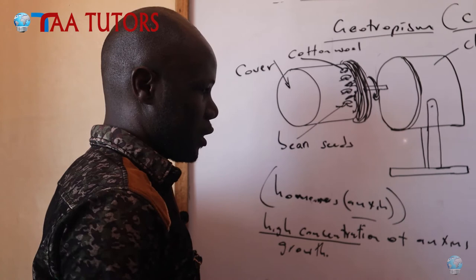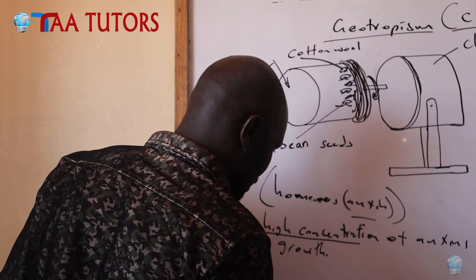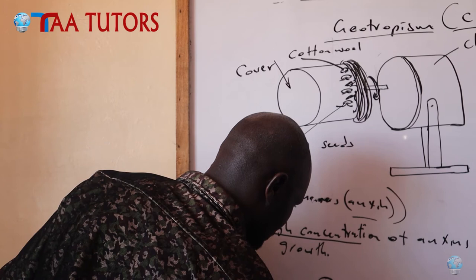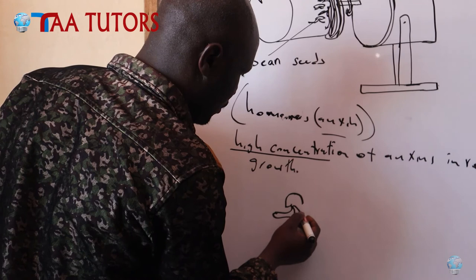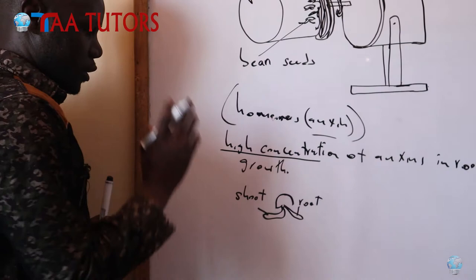It means that when that plant is going to continue growing, let me give you a clear picture of how it is. So if this is the seedling, and this is the shoot that has just germinated, it has come out of the seed, and this is the root, the radicle. So this is how it is. The gravity has been cancelled while it was rotated.